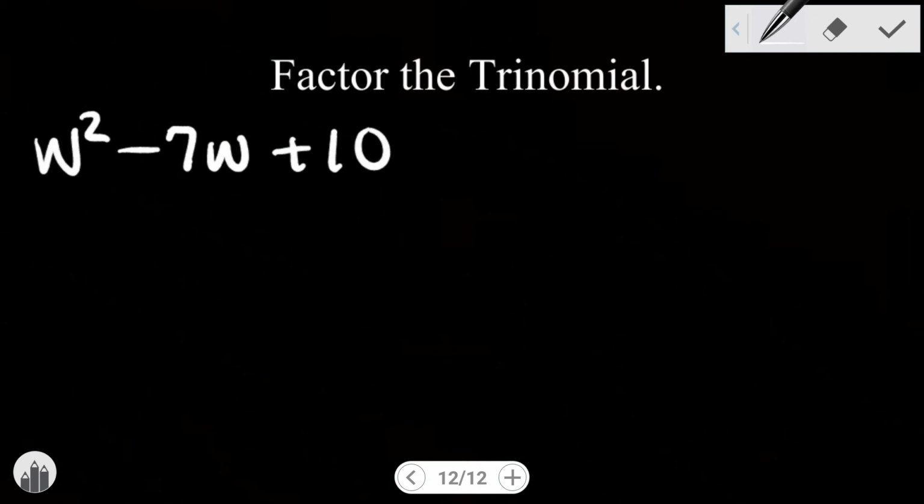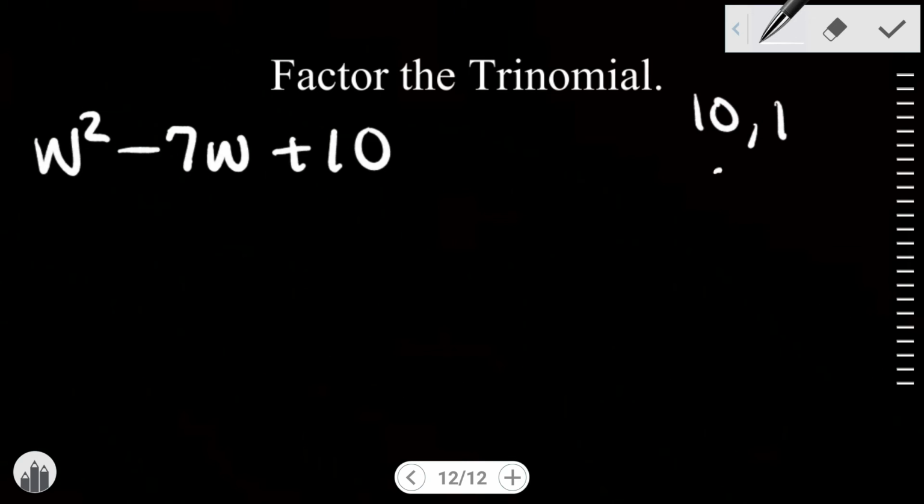Look at your last term, which is the 10. Think of some factors of 10. The factors of 10 would be 10 and 1, and 5 and 2. Which of these factors, if you added them together, would give you a negative 7?